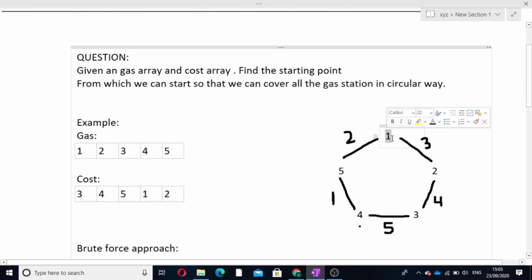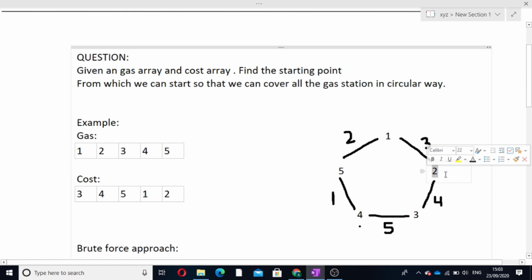Now we can fill 1 unit of gas at this station, so we fill 1 unit. Now the amount in the tank becomes 7, and we have to move to the next gas station, which costs 3. We have 7 and we use 3 units of gas, so the amount in our tank is now 4. So when we are at this gas station, our amount is 4.